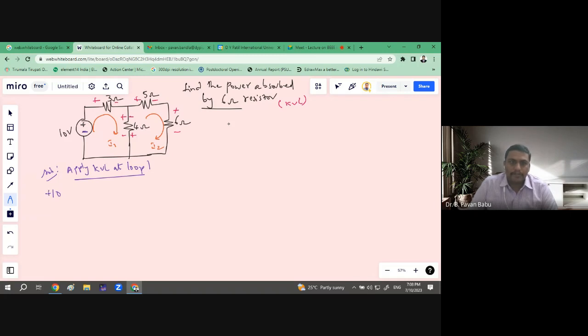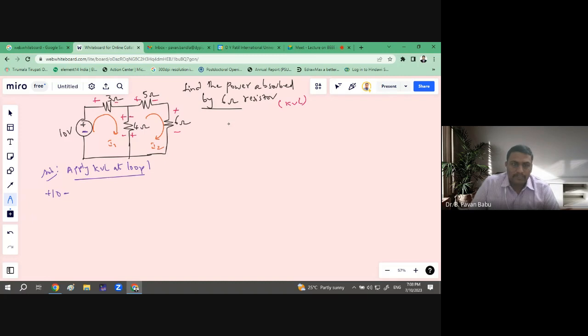Next, moving to the next branch. That is a 3 ohm resistor, right? So again, what is the current direction here? Here we can see that it is moving from plus to minus. Anyhow, it is a passive element, so it will absorb the energy there. So the polarity is minus, since it is moving from plus to minus.